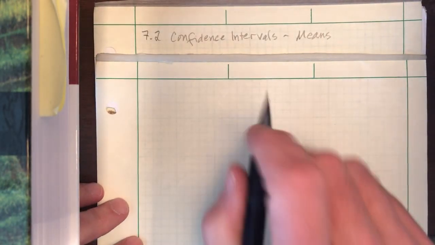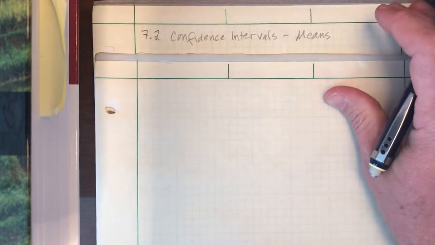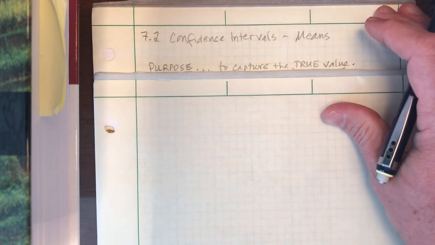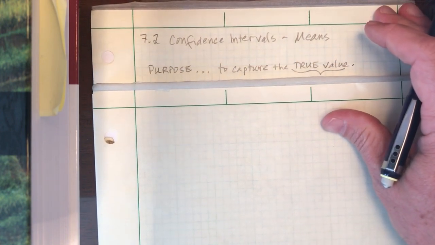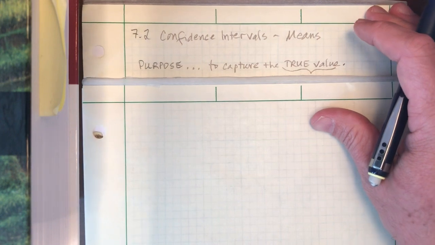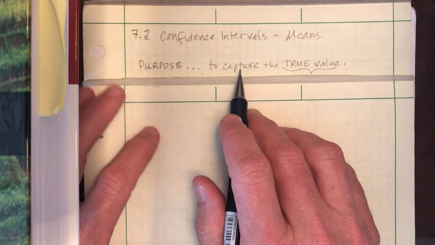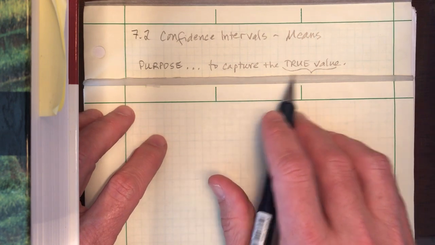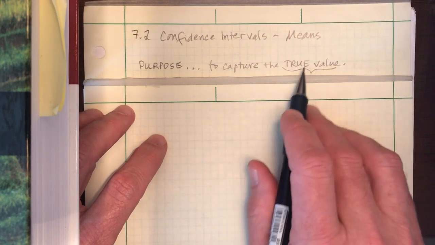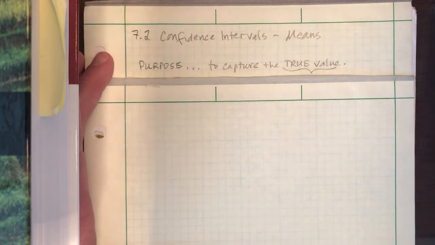We're now going to look at confidence intervals for means. Before we get into the specifics, I always want to remind you of the purpose of confidence intervals in general. And that is, confidence intervals are created to capture something. And that something is some true value that you're interested in.